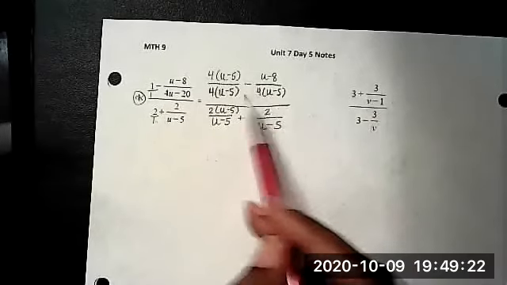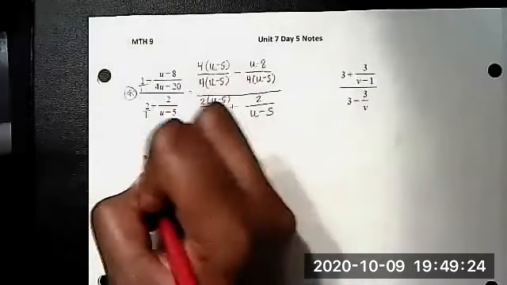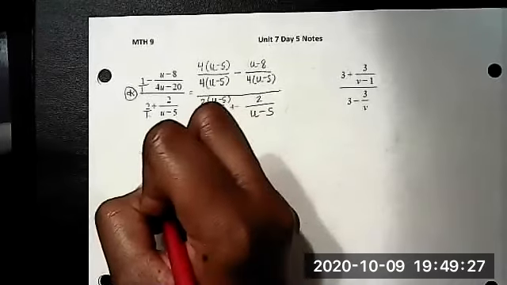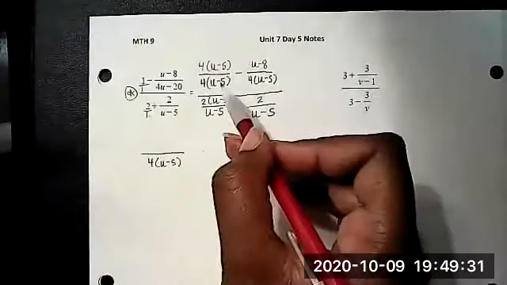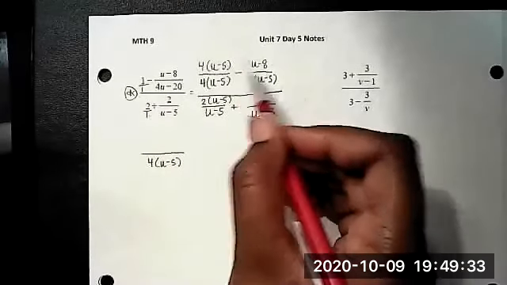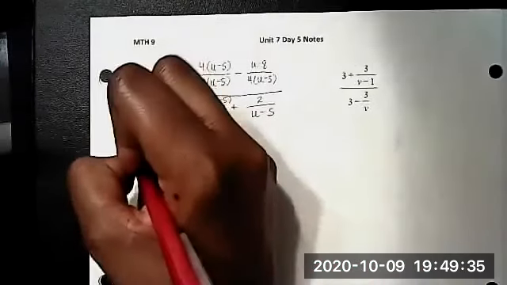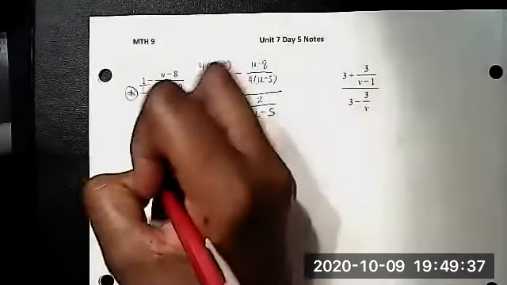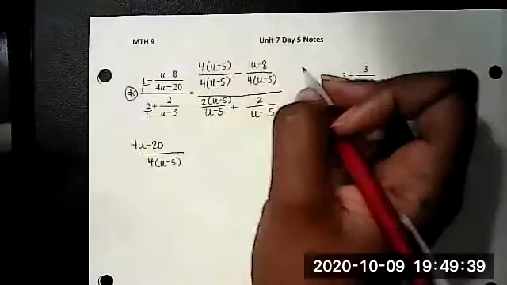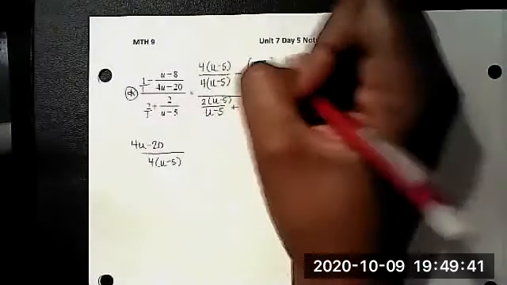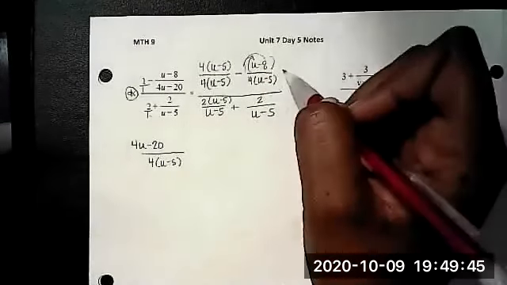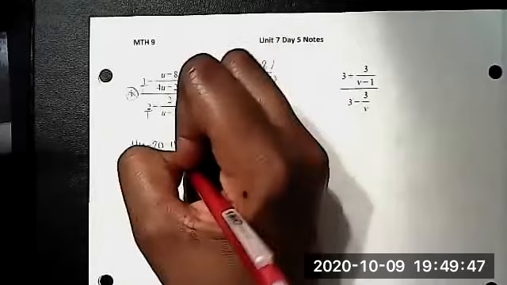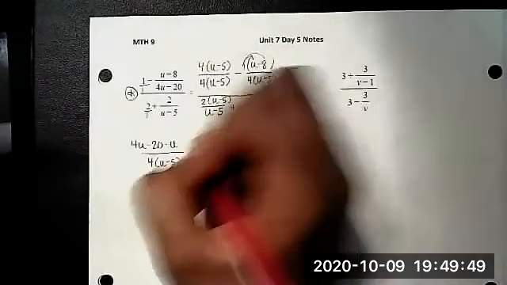So now that you have the common denominator there, 4 and then u minus 5, here, let's combine those. This becomes 4u minus 20. And then, of course, don't forget, if it's a negative in between, you have to do the distributing of the negative. This becomes negative u plus 8.